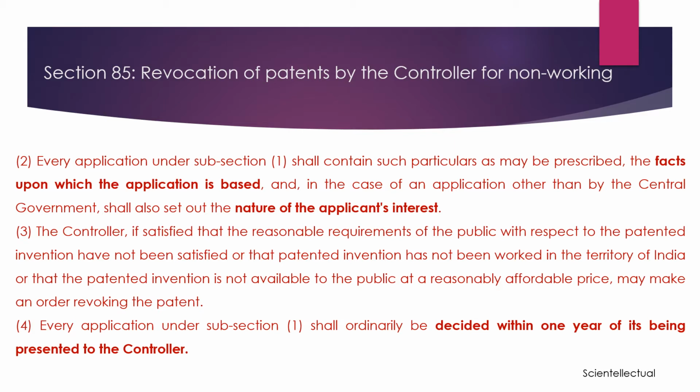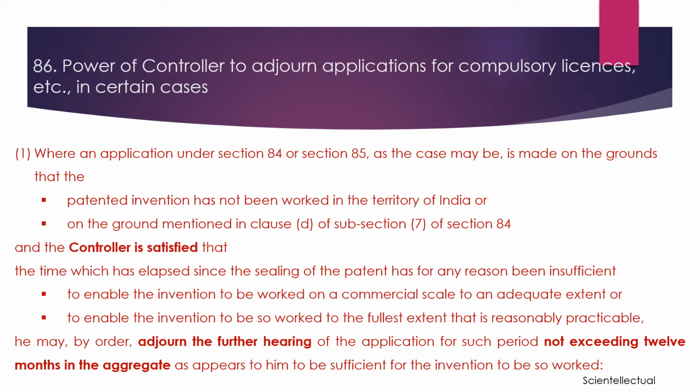Subsection 3. The controller, if he is satisfied that the reasonable requirement of the public with respect to the patented invention has not been satisfied, or patented invention has not been worked in India, or the patented invention is not available to the public at reasonably affordable price, then he may make an order for revoking the patent. Subsection 4. Every application under subsection 1 shall ordinarily be decided within 1 year of its being presented to the controller. Now let's come to section 86.